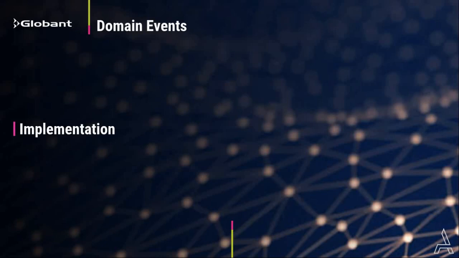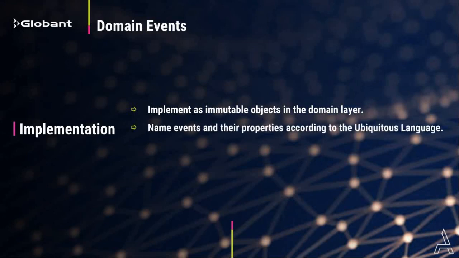The first thing to notice is that domain events should be implemented as immutable objects. Domain events are part of the domain model and a representation of something that happened in the domain. When modeling events, name them and their properties according to the ubiquitous language in the bounded context where they originate. If an event is the result of executing a command operation on an aggregate, the name is usually derived from the command that was executed.